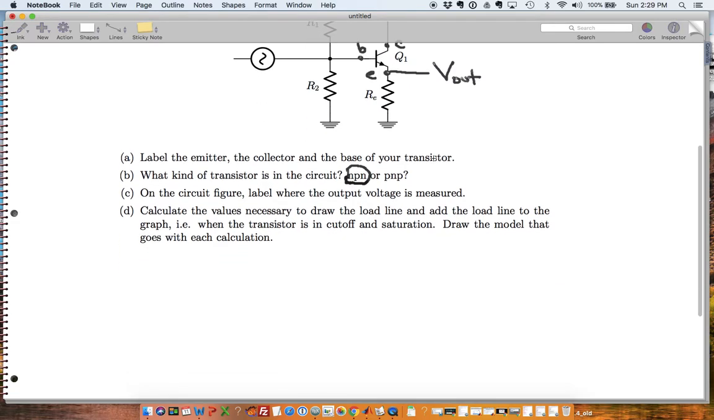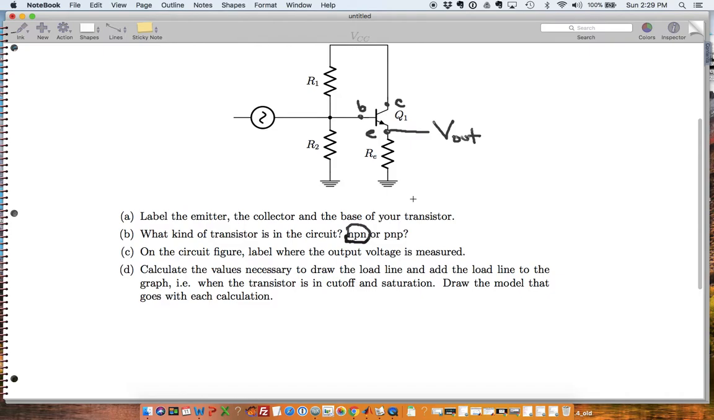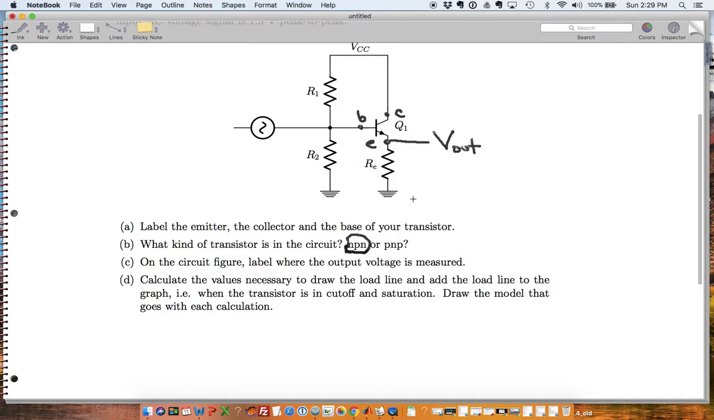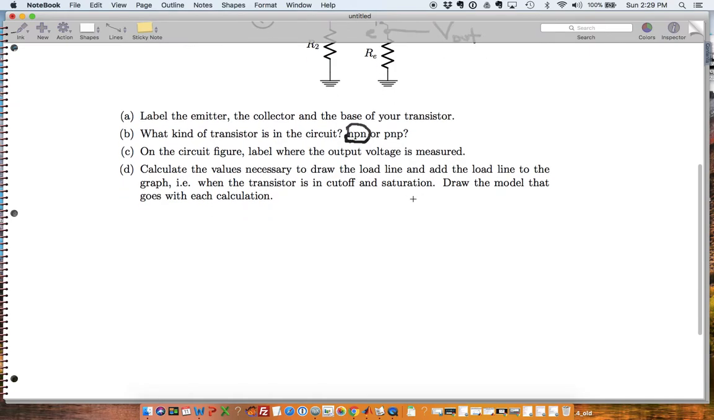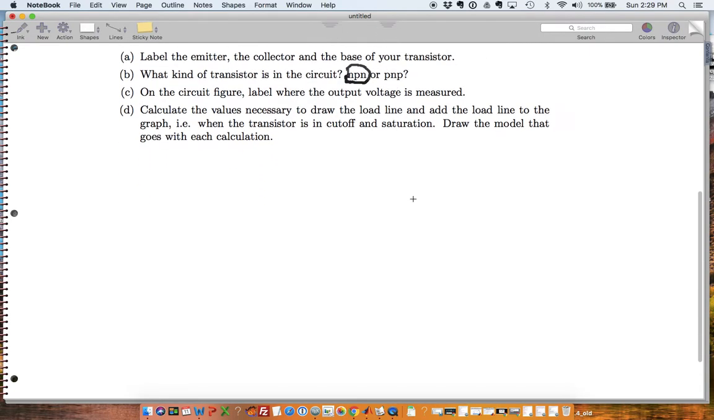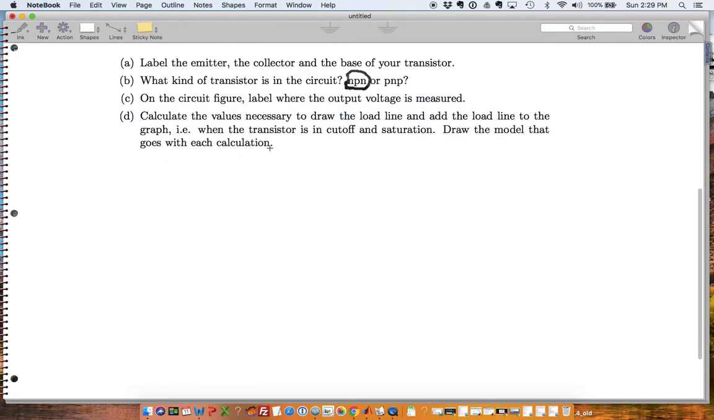And now we're going to calculate the values necessary to draw the load line, and then we're going to add the load line to the graph, and the graph is down here on the second page. I'll show you that once we do our calculations. And it says draw the model that goes with each calculation.